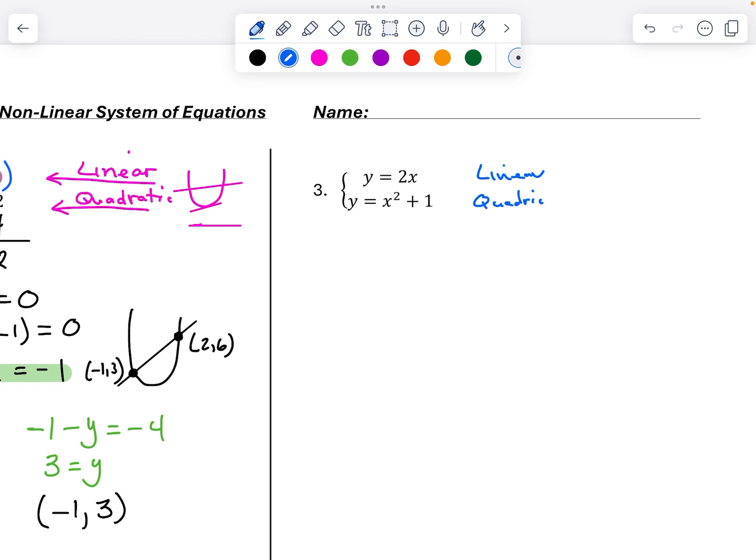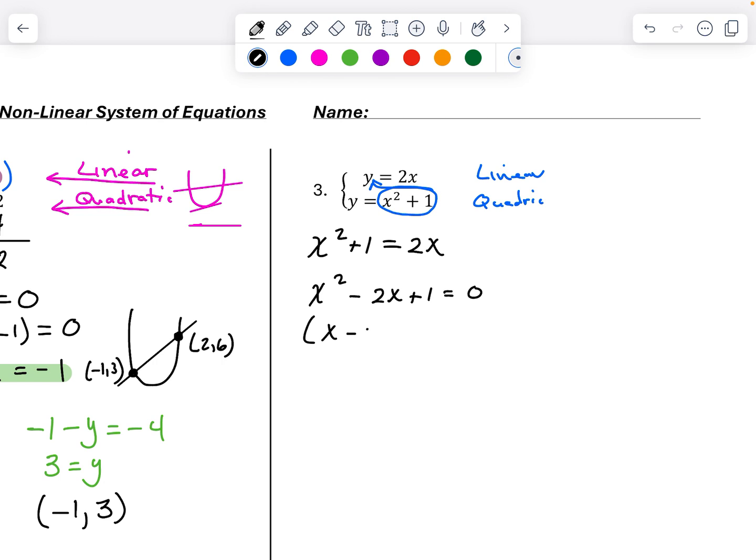At any rate, you know what I think I'll do this time? I think since they both equal y, I will make them equal each other. So I'm going to say x squared plus 1 is equal to 2x. Since they both equaled y, I took this and substituted it in there. And then I'm going to rearrange: x squared minus 2x plus 1 equals 0.